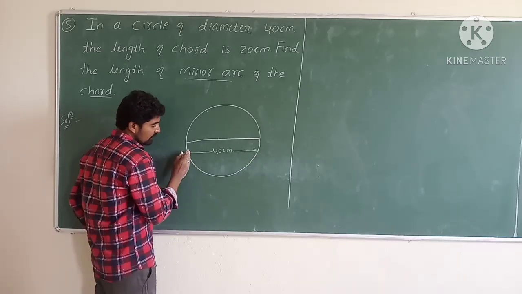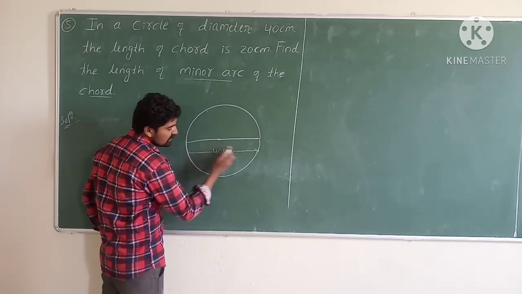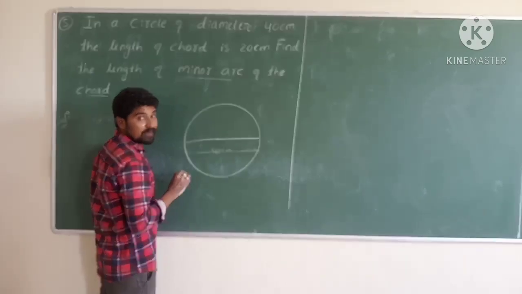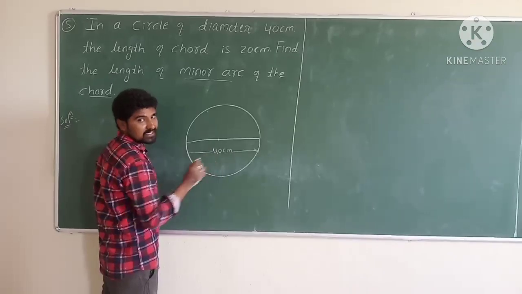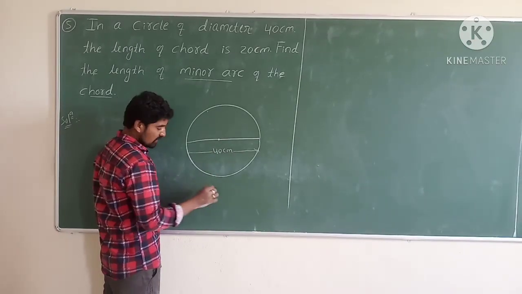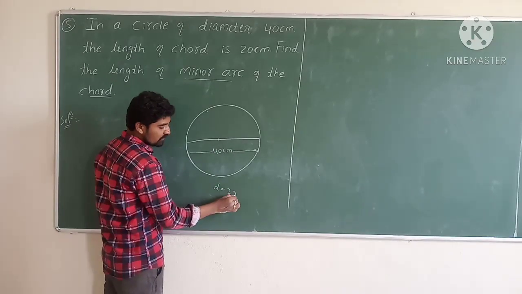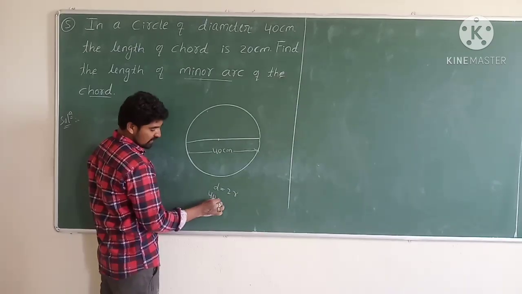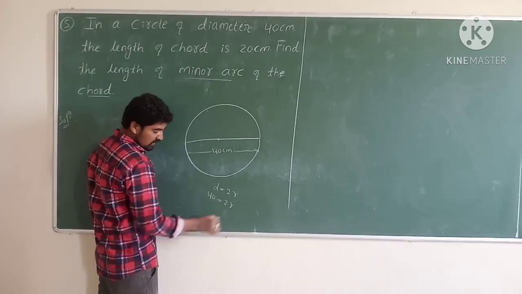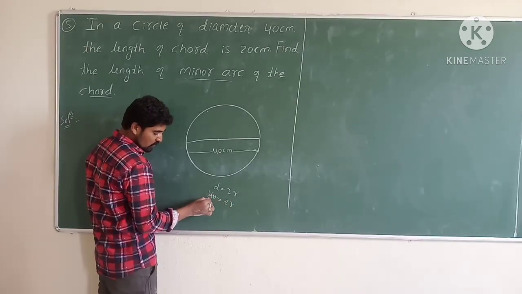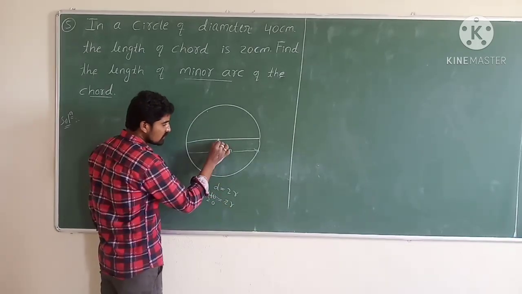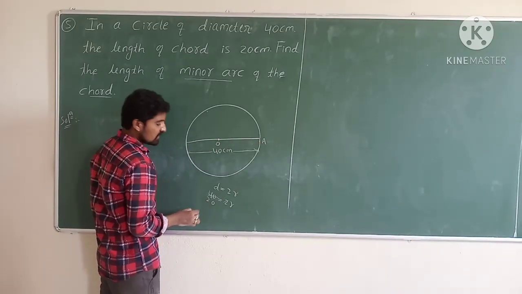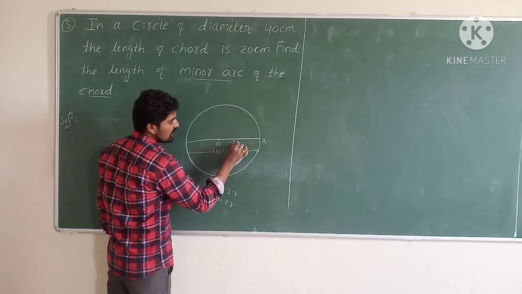Now if the length of diameter is equal to 40 centimeter, then diameter is 2 times the radius. Diameter is 2 times radius. So diameter is equal to 40, it means 2 into r. The value of radius will be, 2 ones are 2, 2 twos are 40, so 20 centimeter. Therefore, radius OA of the circle is 20 centimeter.